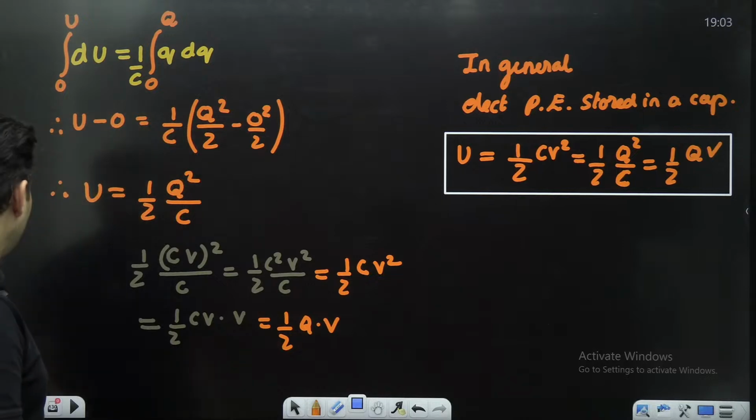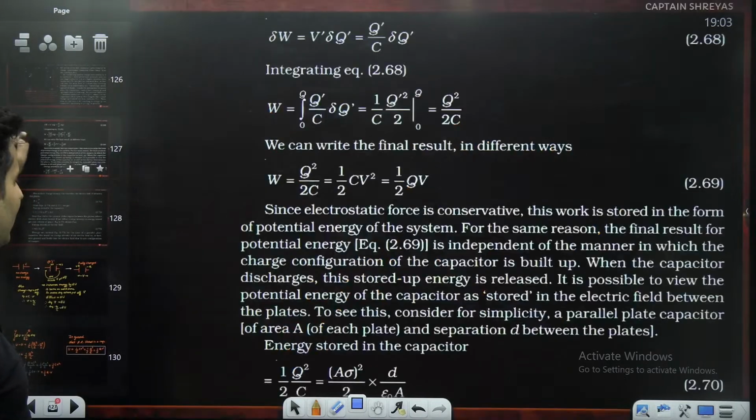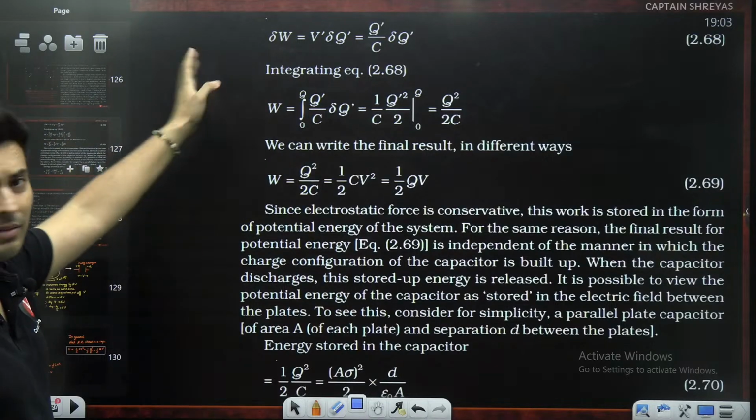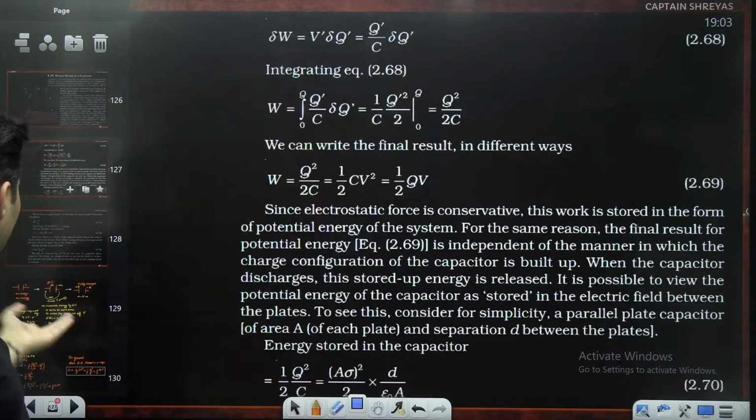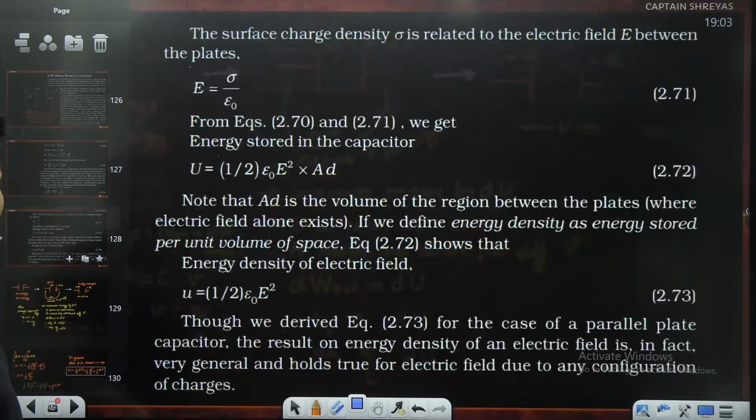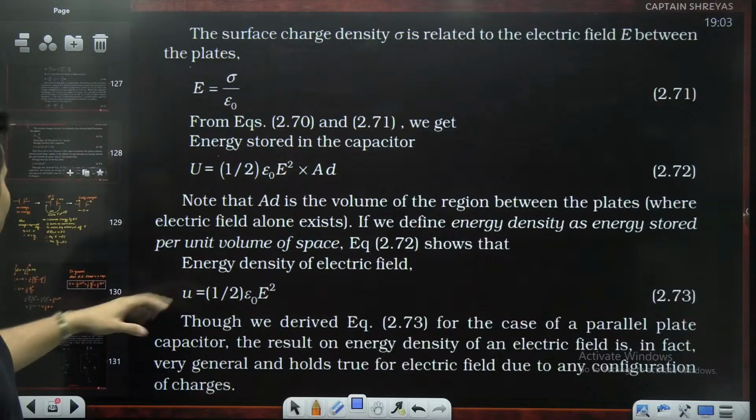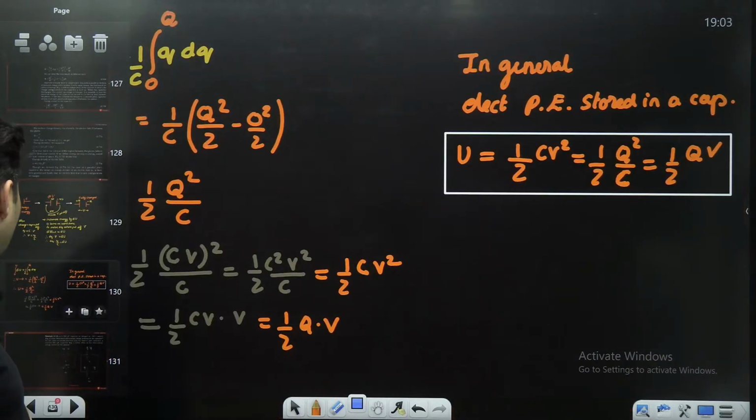Now what they do in the next thing, they have done exactly the same thing over here. Whatever I have written down, the same limits, they have explained it in whatever way they want, but it's the same thing. And in the next part over here, they have found the energy stored per unit volume. So what does that mean? Let me come to that.